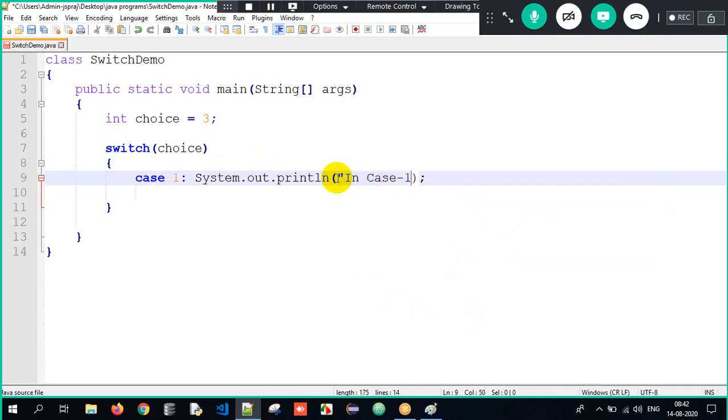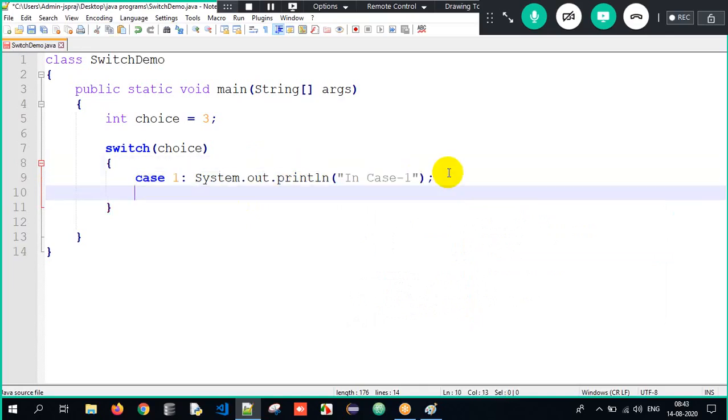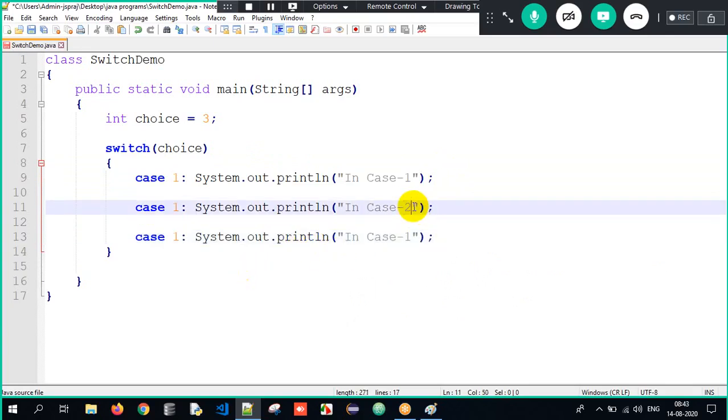In case 1. Okay, that's it. Similarly, how many cases can you have? You can have any number of cases, it doesn't matter at all. But in my particular program here, I'm trying to have only 3 cases. Here I'll write it as 2, here I can write it as 3. Okay, this is all about my program.